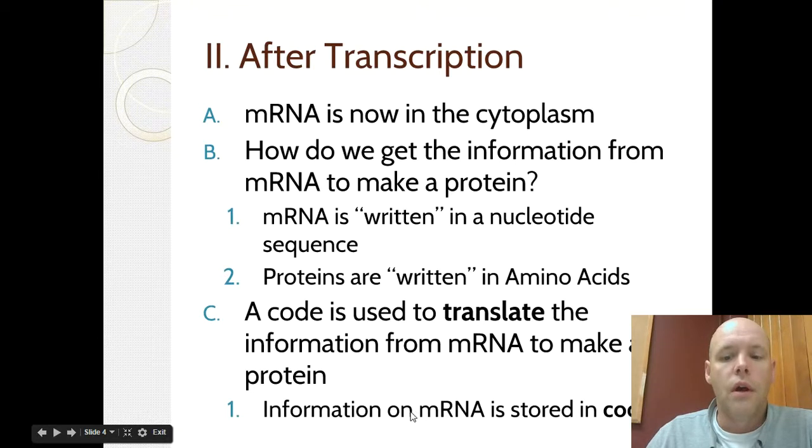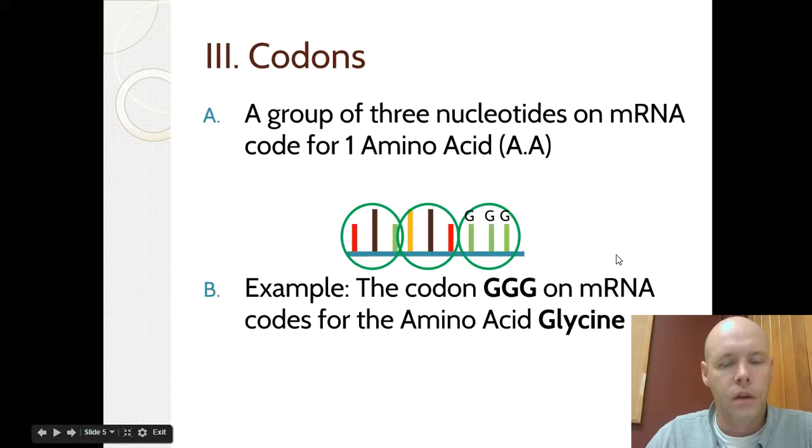So, when we look at this, the area that gives us the information on the mRNA is what's called a codon. And we're going to talk about these codons a little bit more. Now, codons are a group of 3 nucleotides on mRNA. And those 3 nucleotides, those codons, actually code for 1 amino acid. So if you look at this, these 3 right here would code for 1 amino acid. Same thing here. And same thing here.